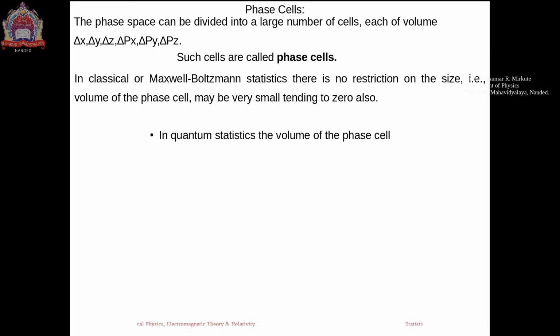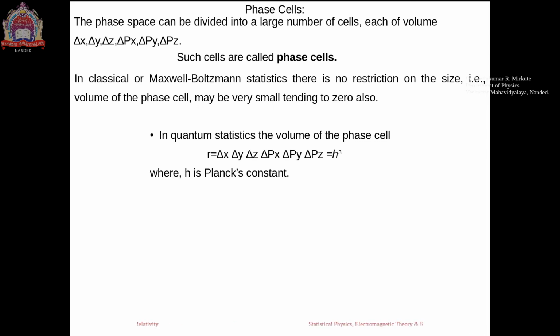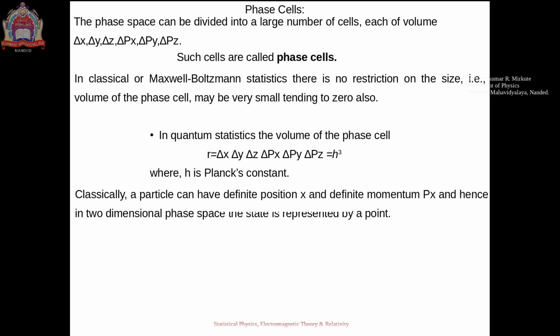In quantum statistics, the volume of the phase cell is equal to Δx Δy Δz Δpx Δpy Δpz, which is equal to h cubed. So this is the uncertainty principle by using Heisenberg uncertainty. Here h is the Planck's constant.